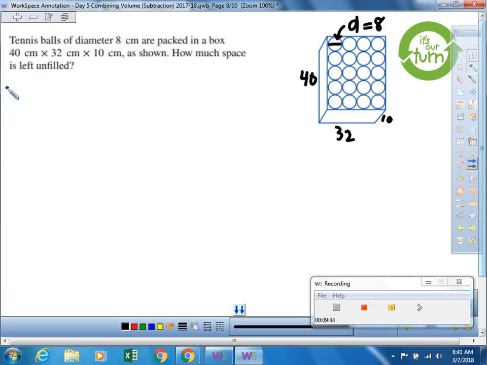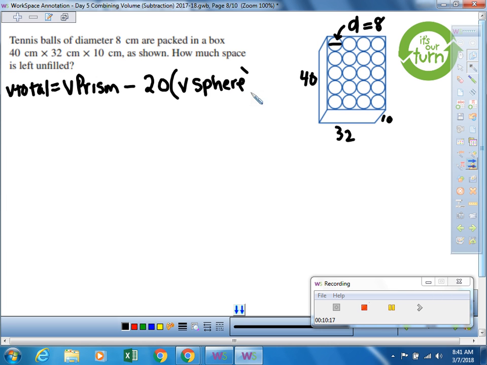So, what do we need to do? Volume total equals, what's the outer shape? Rectangular prism. So we'll say volume of the prism minus, what are we going to subtract? A sphere, but how many? There's 4 times 5, so 20 volumes of this sphere. Whatever you come up with for a sphere, you've got to multiply it by 20 before you subtract it.